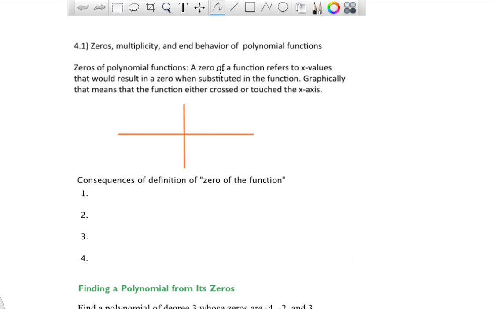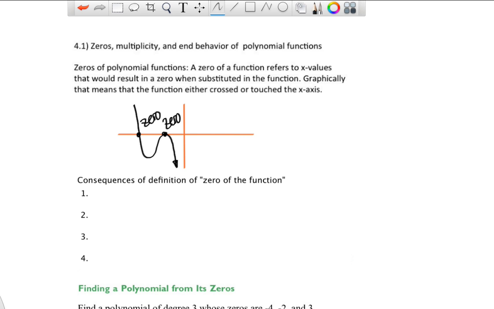Graphically, that means the function either crossed or touched the x-axis. We've seen this with a lot of polynomial functions, whether they're quadratics or cubics or whatever else we've looked at. So, for example, that's a zero because it crossed. But if the line just goes like this and touches, then that would be considered a zero as well. So both of these are considered a zero.